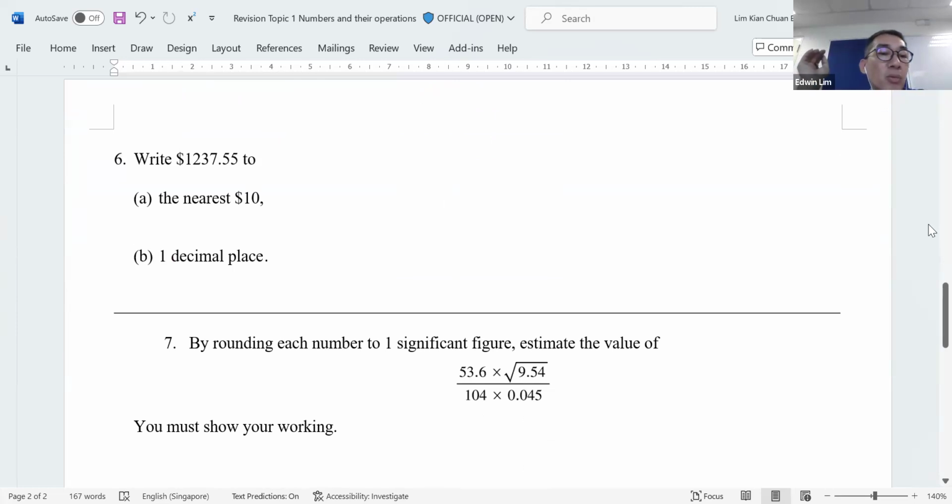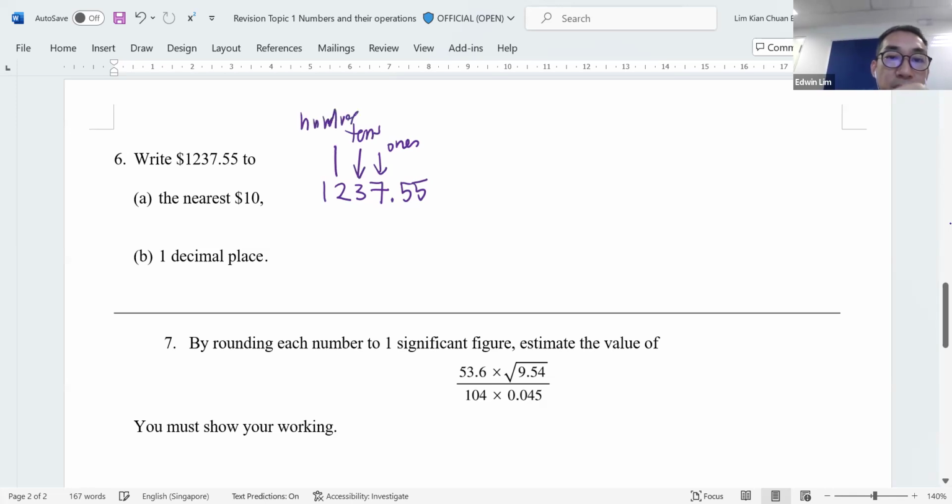Write 1,237 and 55 cents to the nearest $10. So, 1237.55. Nearest $10. So each number is nearest 10. It's the $10 value. So this is the ones, this is the tens, this is the hundreds, and the last one is the thousand.